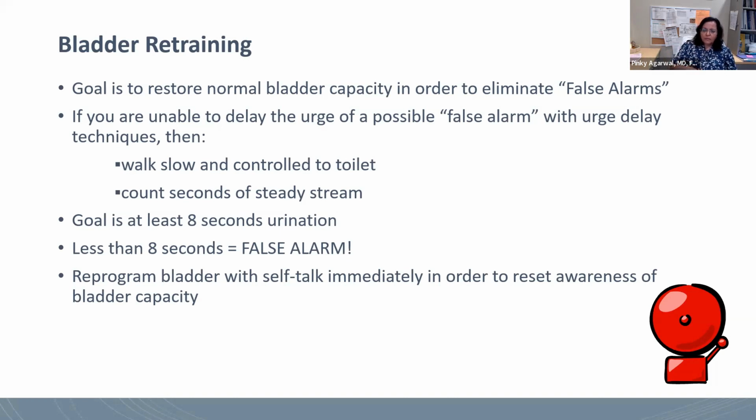If it was less than 8 seconds, then what you experienced is a false alarm. This is a great opportunity to then reprogram your bladder with self-talk. While this may seem kind of silly, having these conversations with your bladder immediately after you experience the false alarm gives you the opportunity to reset your awareness of bladder capacity, and over the course of 10 to 14 days can make a big impact on the false alarms that you're experiencing throughout the day.